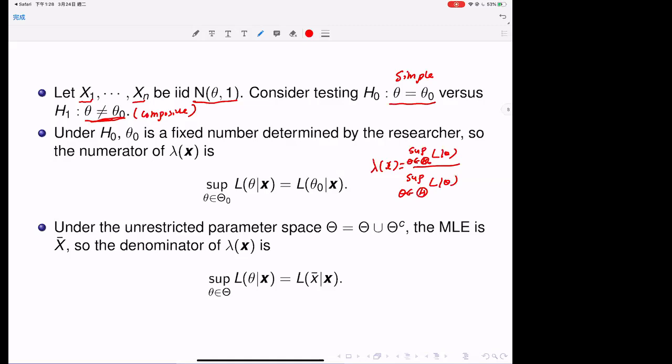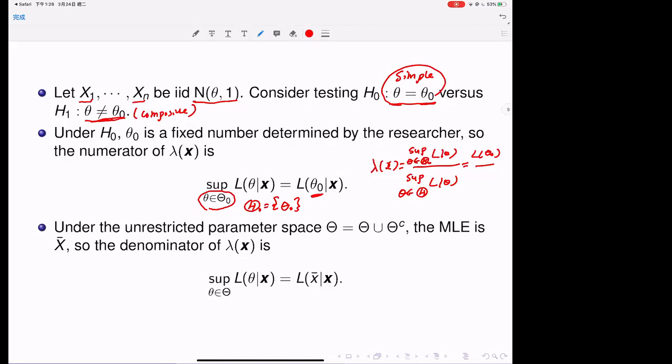Okay, good, by definition. Looking at theta naught, in it you only have a single point, theta 0. So lucky you, you don't have any maximization to do. With only a single point, of course, that point is the maximizer. So that means here we just plug in L theta 0.